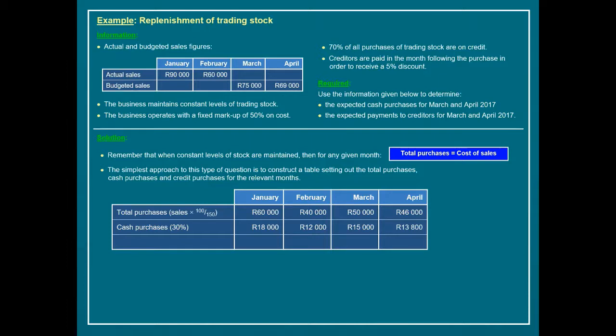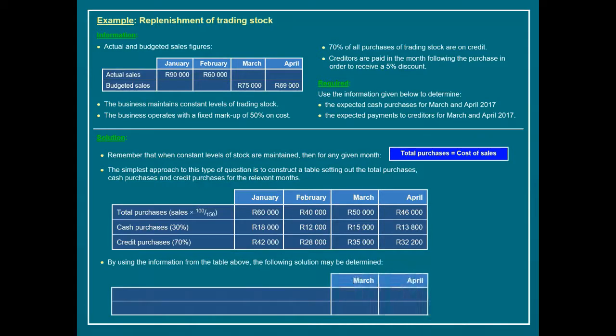Now we still need the credit purchases, which is 70% of the total purchases. 70% of the 60,000 is 42,000, or putting it another way, 60,000 minus 18,000 results in 42,000. 40,000 minus 12,000 results in 28,000. 50,000 minus 15,000 gives 35,000, and 46,000 minus 13,800 will result in 32,200.